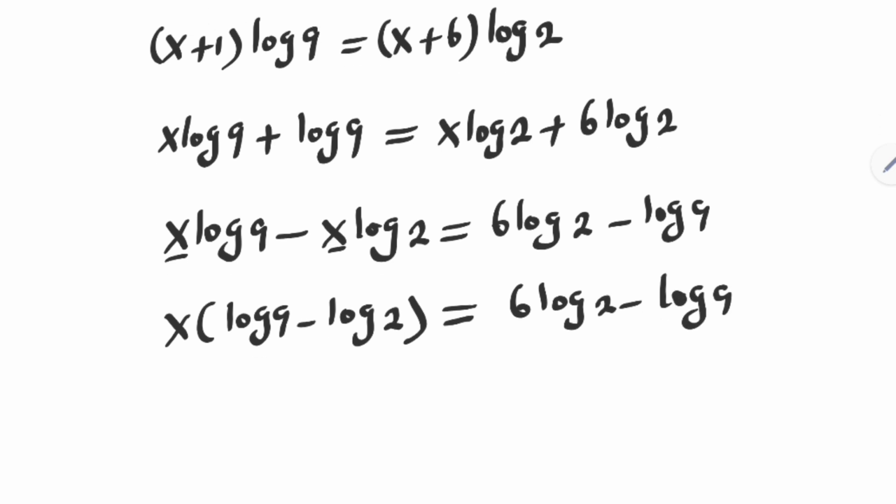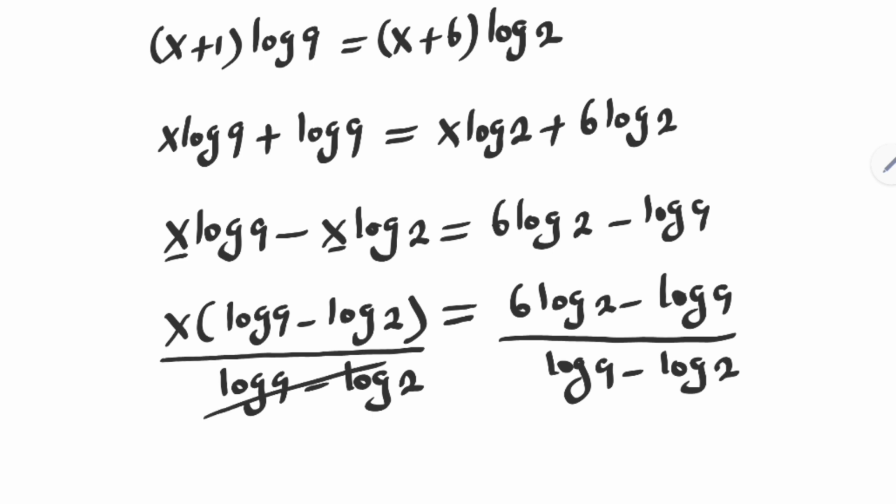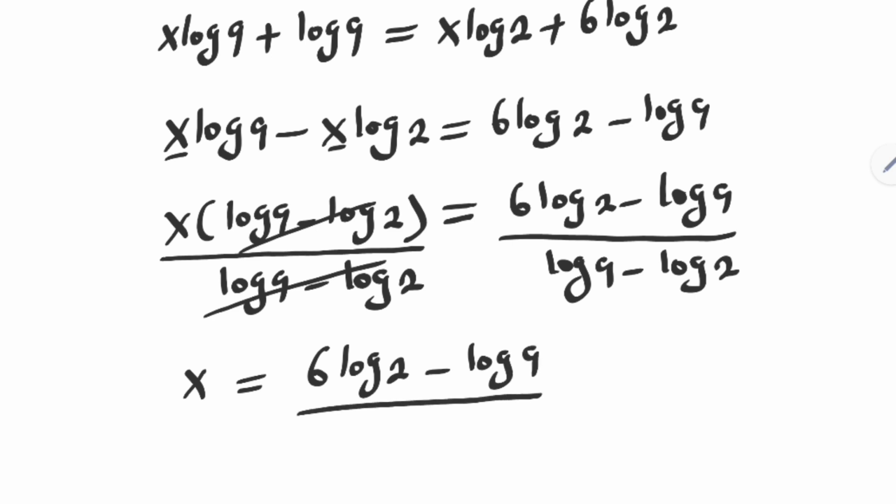Now let's divide both sides of this equation by log 9 minus log 2. This divided by log 9 minus log 2, and this divided by log 9 minus log 2. This cancels this. x is equal to 6 log 2 minus log 9 over log 9 minus log 2.